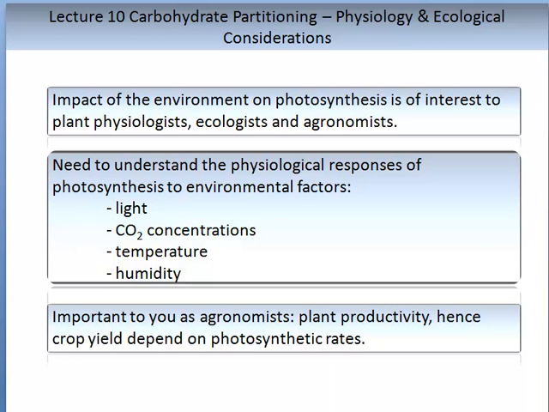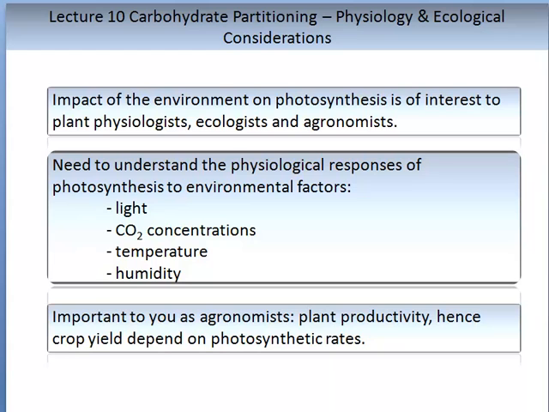Physiology is the scientific study of the function of living systems. This is characteristic of the normal functioning of a living organism, while ecology is the science of the relationship between these organisms and their environments. The impact of the environment on photosynthesis is of interest to plant physiologists, ecologists, and agronomists. In order to understand this, you need to understand the physiological responses of photosynthesis to environmental factors, such as light, carbon dioxide concentrations, temperature, and humidity.